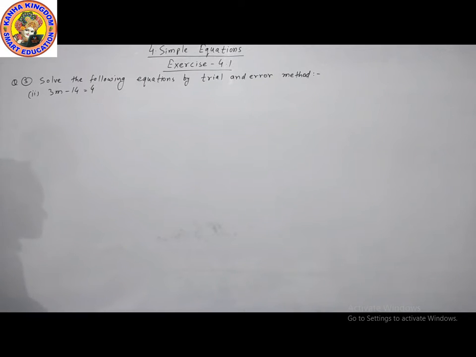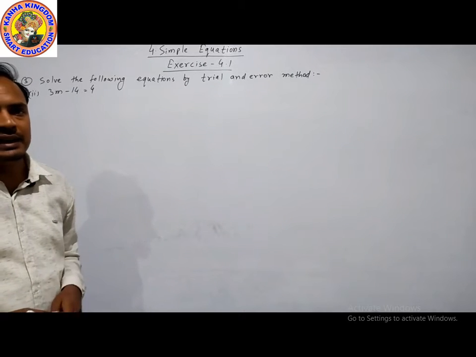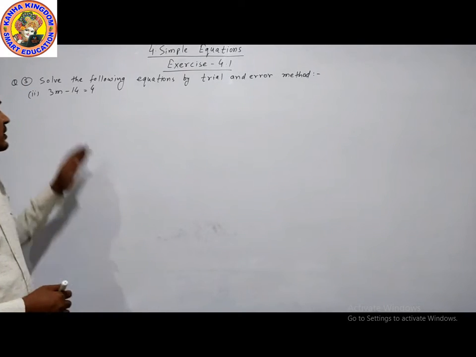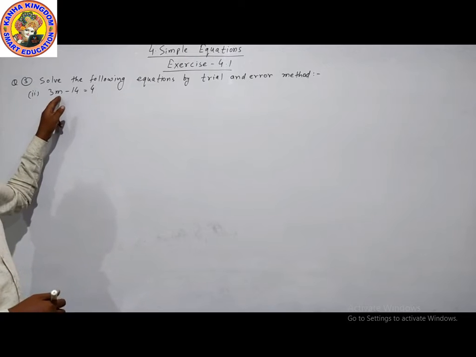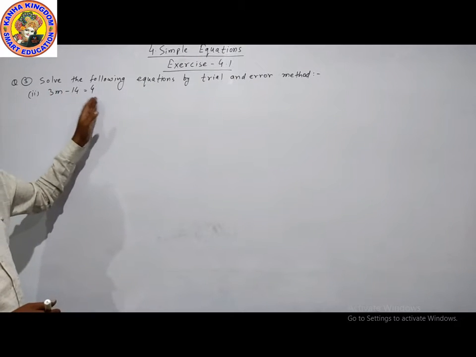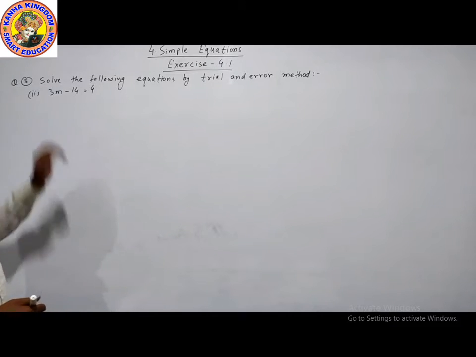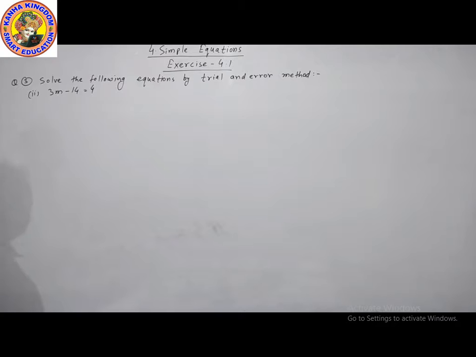In the trial and error method, we will put the value of m as 1, 2, 3, 4 and so on. When putting different values of m, if the left hand side and right hand side are equal, then the value of m is called the solution of the equation.